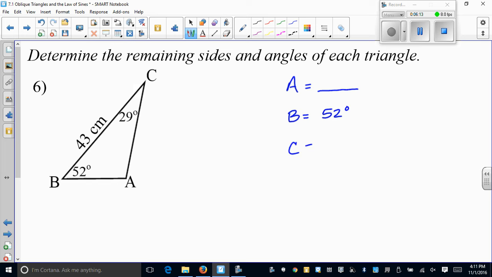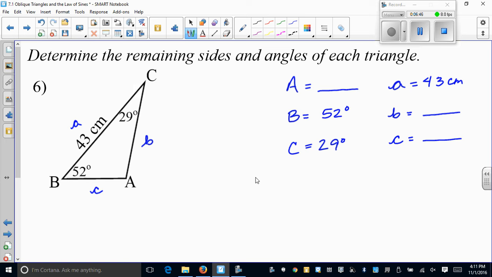Little a, and remember it's still the same thing. This is going to be little a. This down here is little c, and this guy is little b. Little a is 43 centimeters. Little b, we don't know. And little c, we don't know. Remember, you're always using 2 of the 3 parts, and on law of sines, you have to have at least this, whatever side you have, you have to have the angle as well.